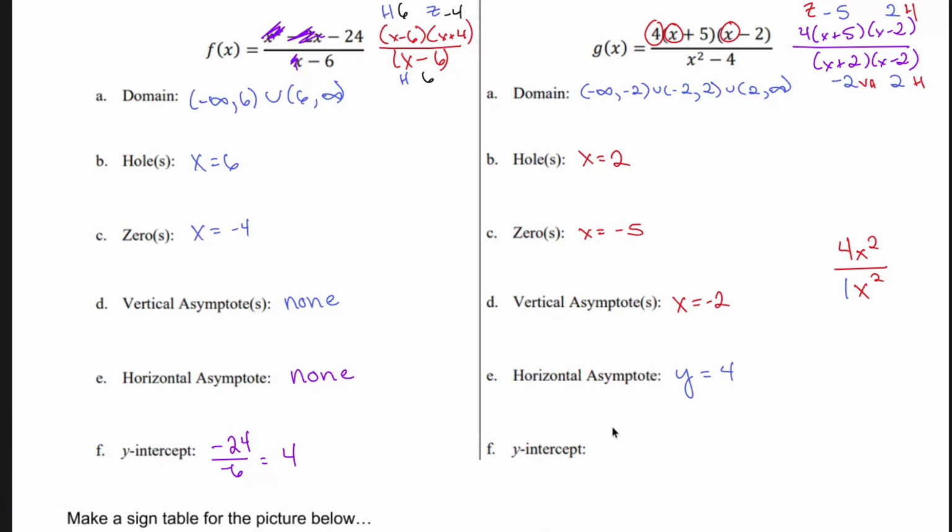My y-intercept is what happens if I plug in 0. So if I were to go up here and plug in 0, I would get 4 times 0 plus 5, which is 5, times 0 minus 2, which is negative 2, over 0 squared, which is 0, minus 4. So these two 4's simplify out. So I have 5 times negative 2 over negative invisible 1, which is negative 10 over negative 1. So my y-intercept is going to exist at positive 10.